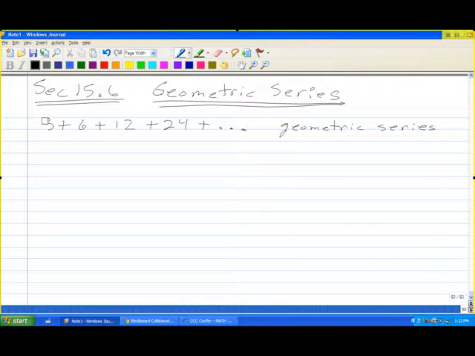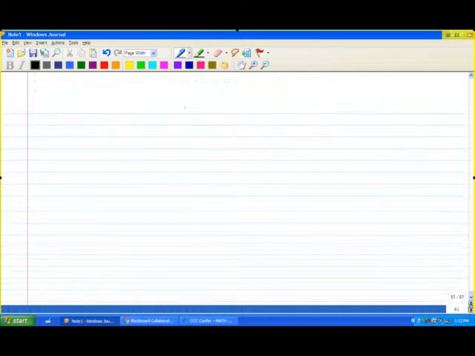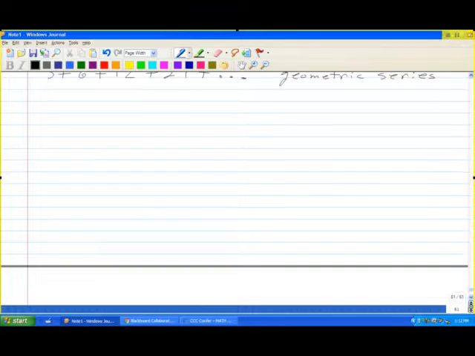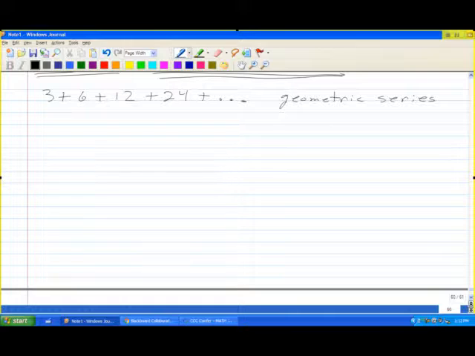So notice 3 multiplied by 2, 6 multiplied by 2, 12 multiplied by 2, 24. So I'm just adding up a whole bunch of terms in a geometric sequence. And so let me find the sum of a geometric series. So let's do the following trick.